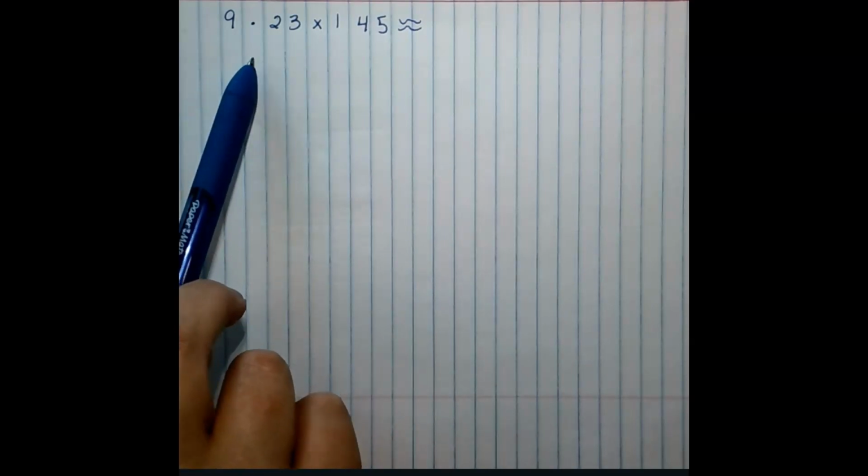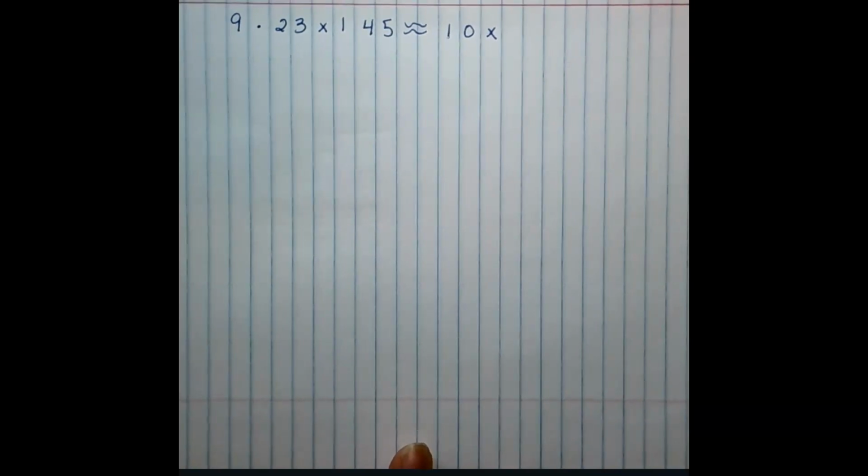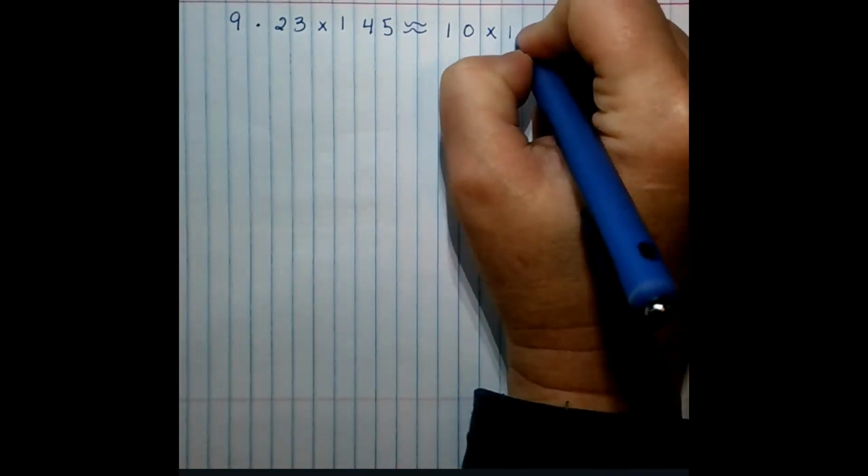9 23/100 times 145. Just like we did in the last lesson when we multiplied by tenths, we want to be able to estimate by using rounding. We're going to round to the nearest tens because we've learned that multiplying using tens is much easier. 9 23/100 is close to 10, and 145 is close to 150.